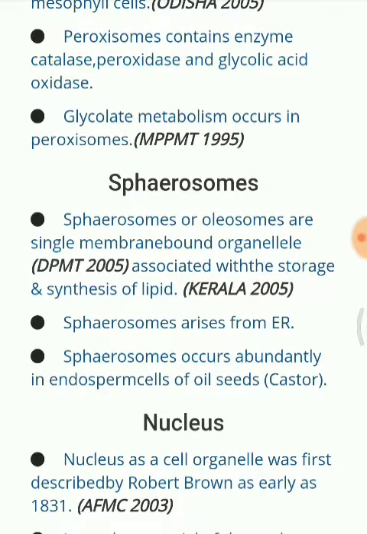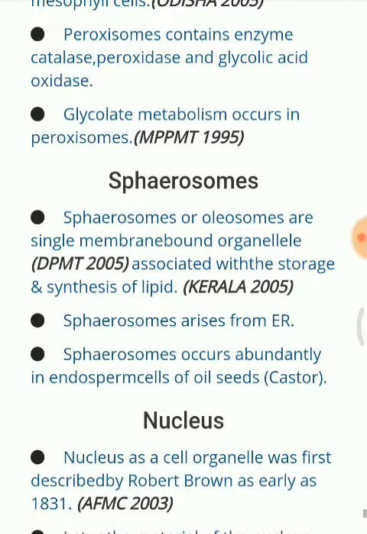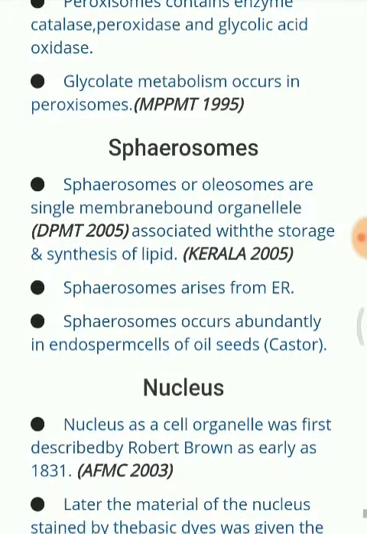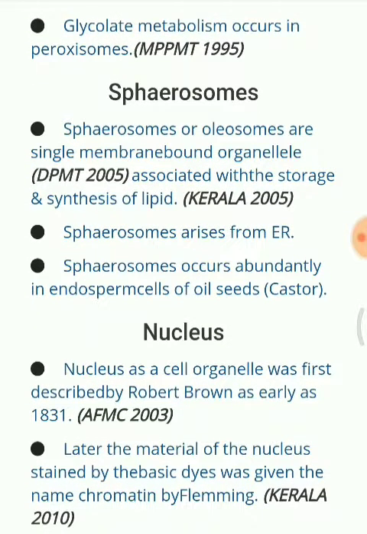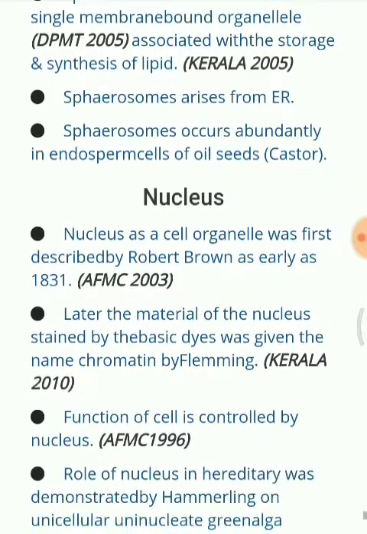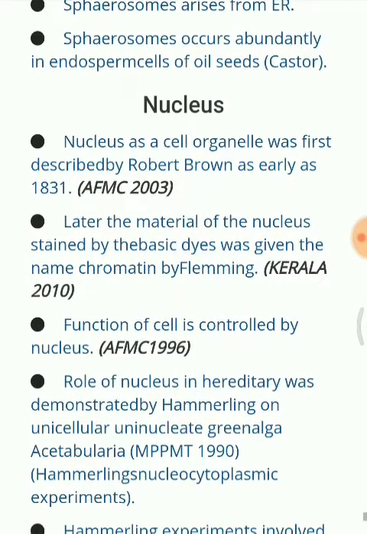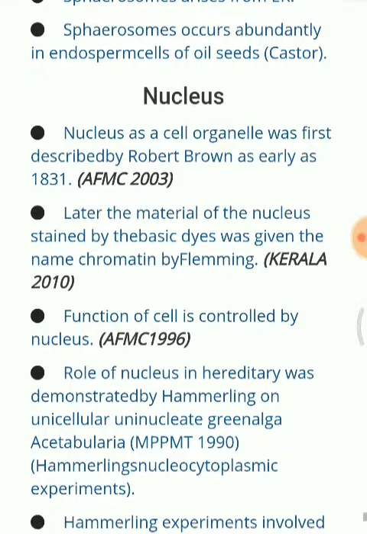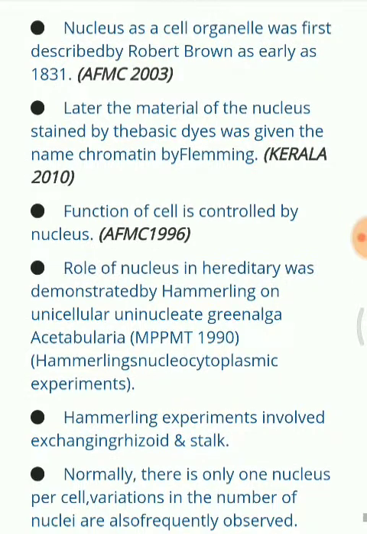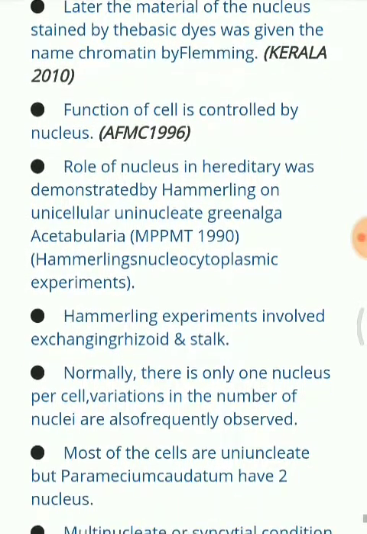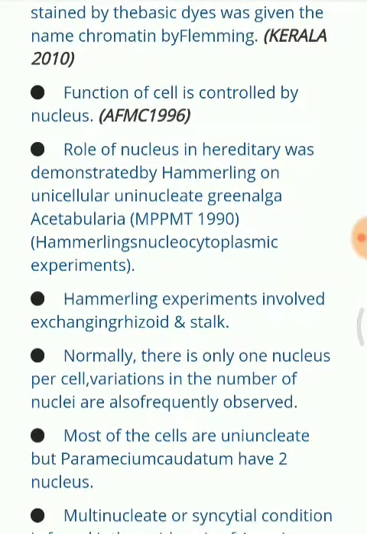Spherosomes or oleosomes are single membrane bound organelles associated with the storage and synthesis of lipid. Spherosomes arise from ER. Spherosomes occur abundantly in endosperm cells of oil seeds, like castor. Nucleus as a cell organelle was first described by Robert Brown as early as 1831. Later, the material of the nucleus stained by basic dyes was given the name chromatin by Flemming. The function of the cell is controlled by the nucleus. The role of the nucleus in heredity was demonstrated by Hammerling on a unicellular nucleate green alga, Acetabularia.